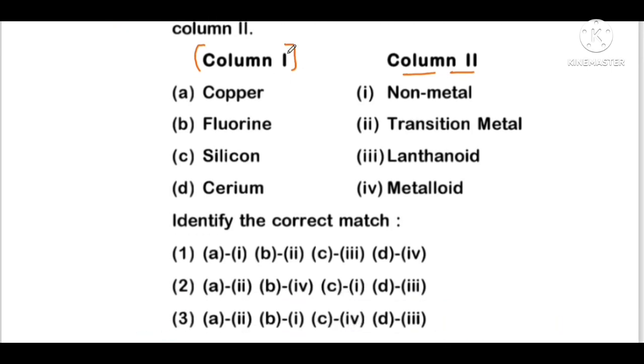Firstly, you have to remember to go with the well-known one. The well-known one is copper. Copper is a d-block element. The d-block elements are also called transition metals. By this concept, A matches with 2.